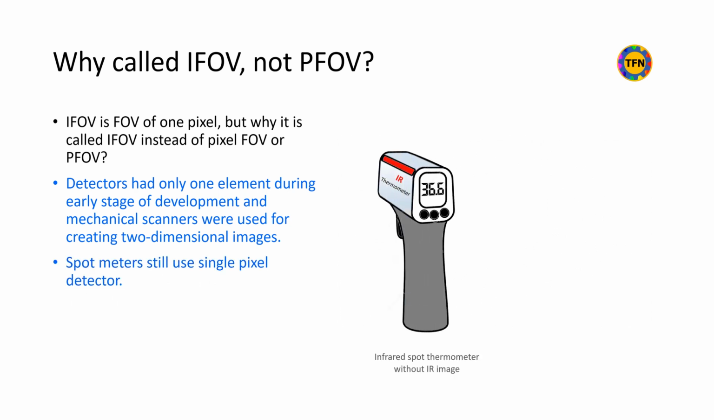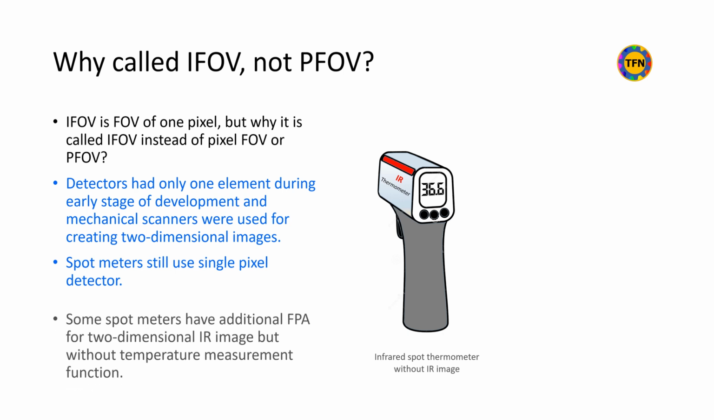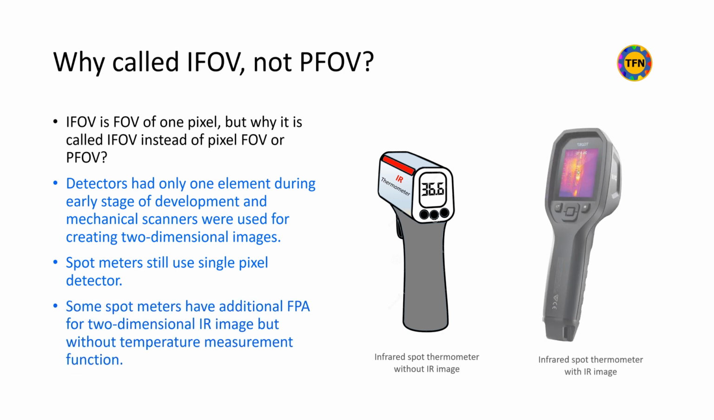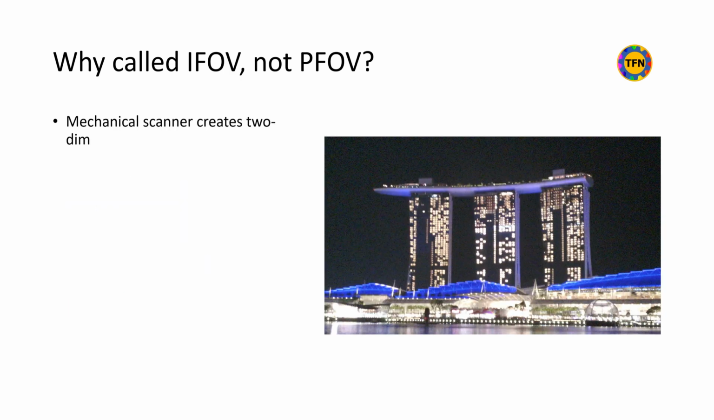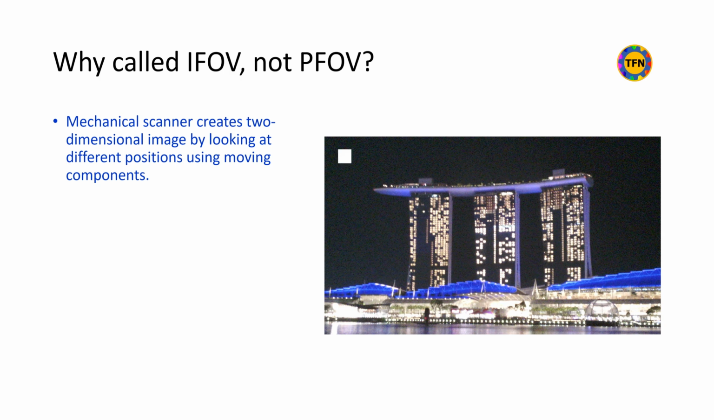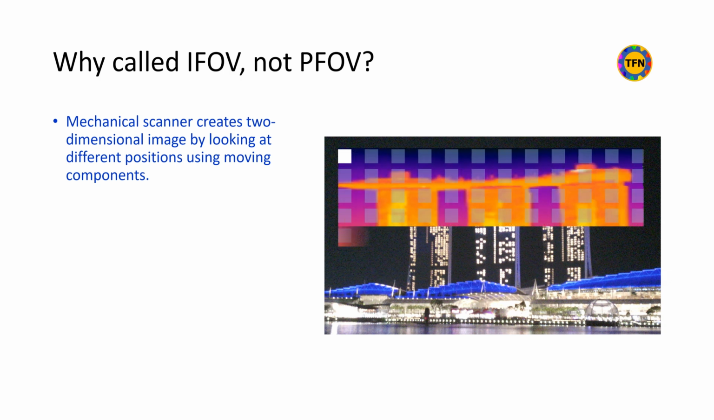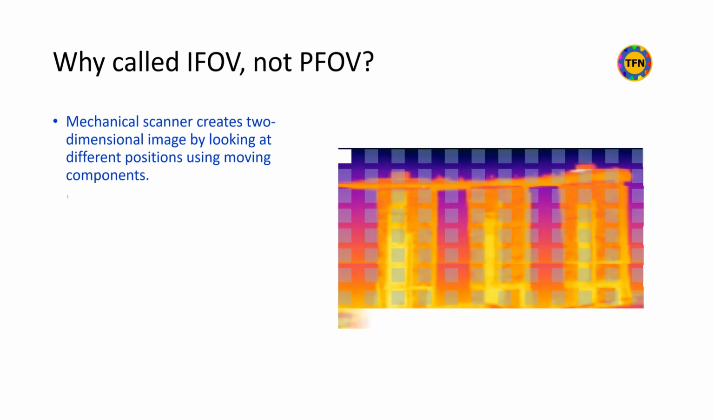Single-element detectors are still in use as spot meters for single-spot measurement. Some spot meters have additional FPA for two-dimensional IR image without temperature measurement function, which can be used to view temperature distribution. Creating two-dimensional image with single-element detector is a cumbersome process, but no other way if the detectors available have only one element. Here is a concept of creating two-dimensional image using a single element.